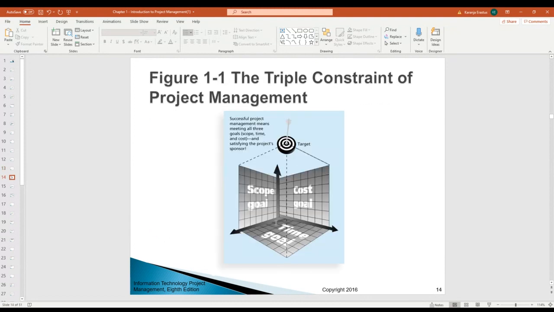Okay, triple constraint. If you have sat in a project management class, you need to know what the triple constraint is. The triple constraint is nothing else but three elements of a project, and the first is the scope. Scope is nothing else but what it is that we are doing in this project. For the COVID vaccine, they are trying to find a vaccine that can help cure or prevent the spread of COVID. Find the cure. That is the scope. The cost: how much is it going to cost us to find that cure? And the time: what is the duration for us doing that?